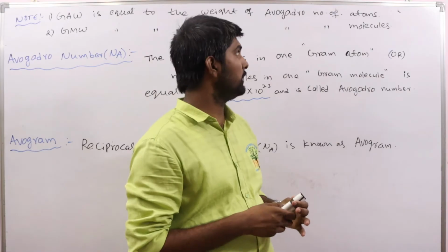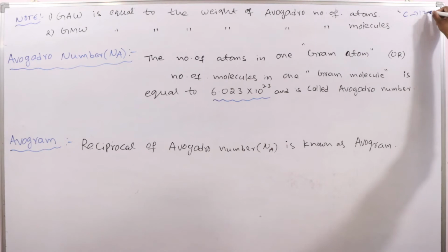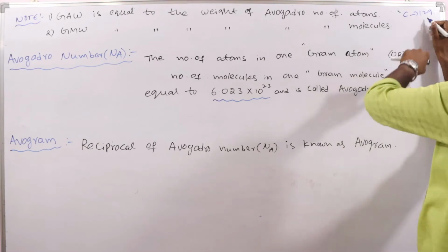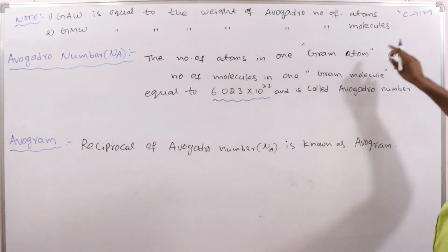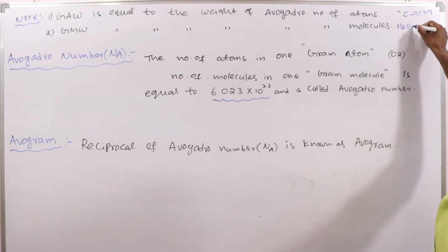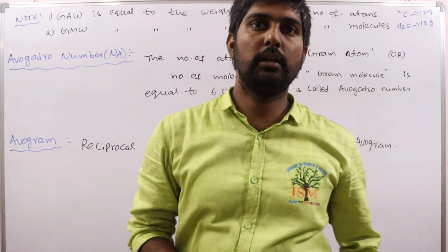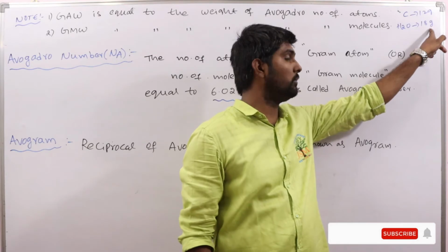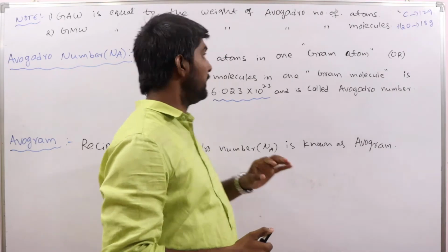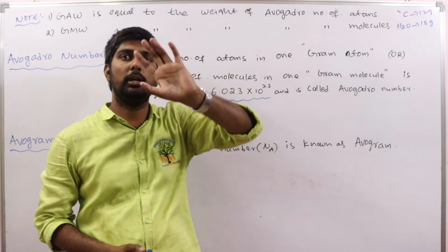For example, we just discussed that the gram atomic weight of carbon is 12 grams. This 12 grams is the weight of Avogadro number of carbon atoms, not the weight of a single carbon atom. In the same manner, for the water molecule, the gram molecular weight is 18 grams. That is not the weight of a single water molecule. This is the weight of Avogadro number of water molecules. Clear? Very important, these two things.